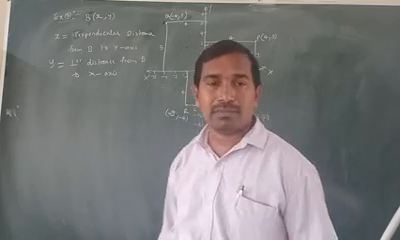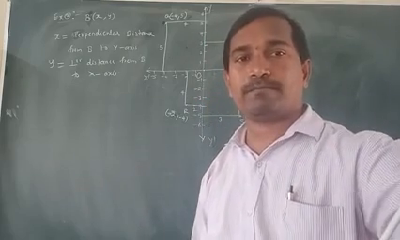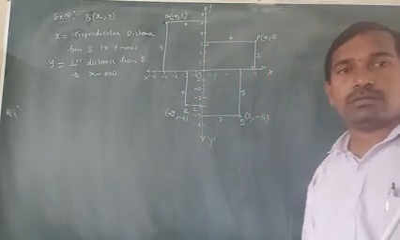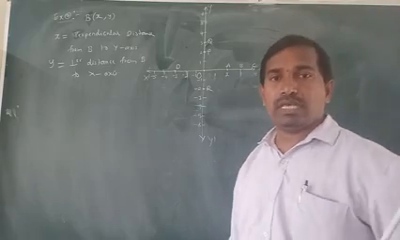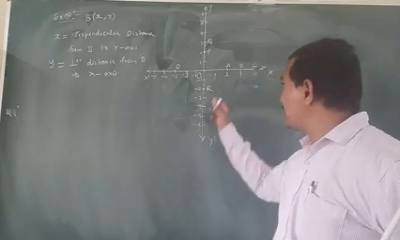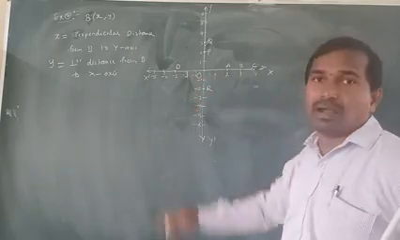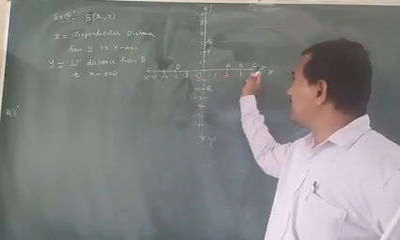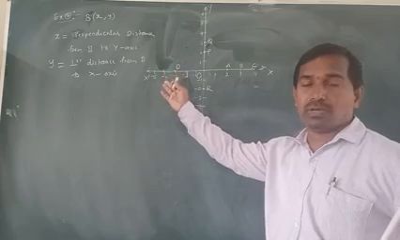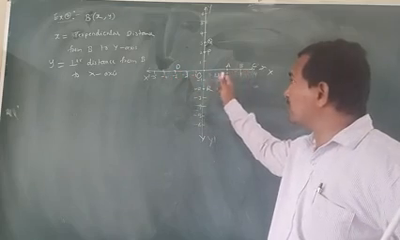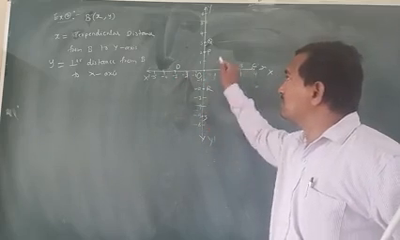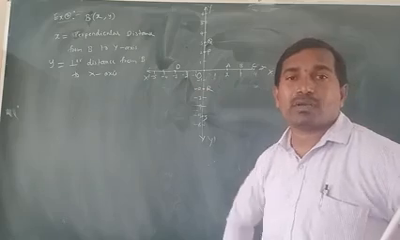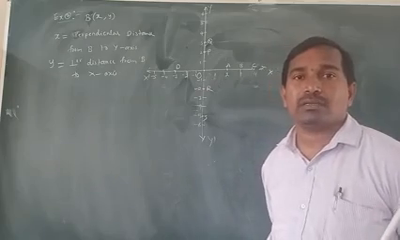For example, sometimes, see here, points A, B, C, D are located on the x-axis. These points lie on the x-axis. Find the coordinates of these points. And take P, Q, R, S. These points lie on the y-axis. What are the coordinates of these points?